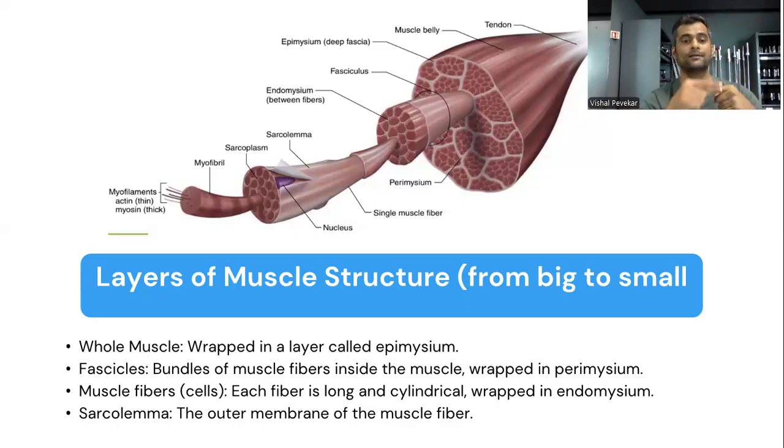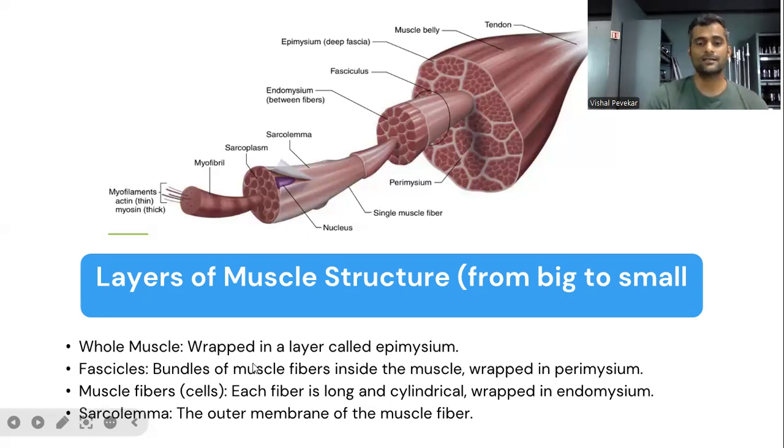And then it is wrapped by a layer, and that layer is called endomysium, which you can see here, between muscle fibers. So this is your single muscle fiber wrapped by a layer called endomysium. Then you take all these muscle fibers, hundreds or maybe thousands or even more, wrapped together in a bundle, and this bundle is called a fascicle, which you can see here.